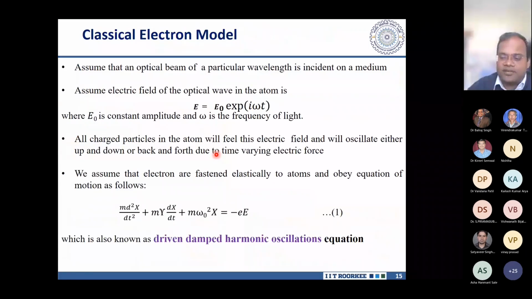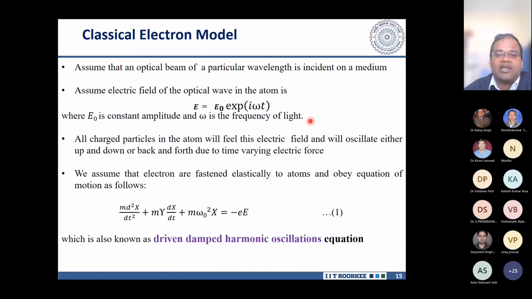Now let's assume that we have an optical beam of a particular wavelength that is incident on some medium. And assume also that the electric field of the optical wave is E equals E naught exponential i omega t. So you see the t term; this is basically an oscillating field. All charged particles in the atom will feel this electric field and they will oscillate either up and down or back and forth, depending upon the direction from which the light is coming. So this is a kind of harmonic oscillation, back and forth, up or down.